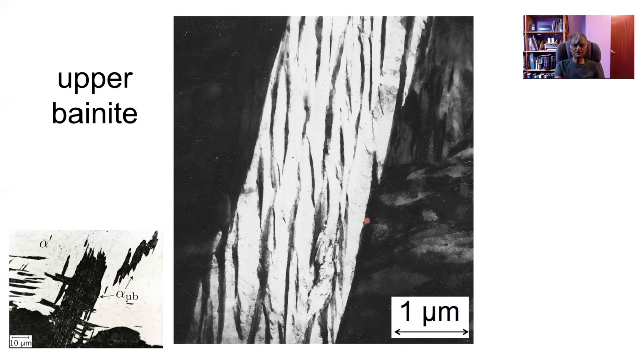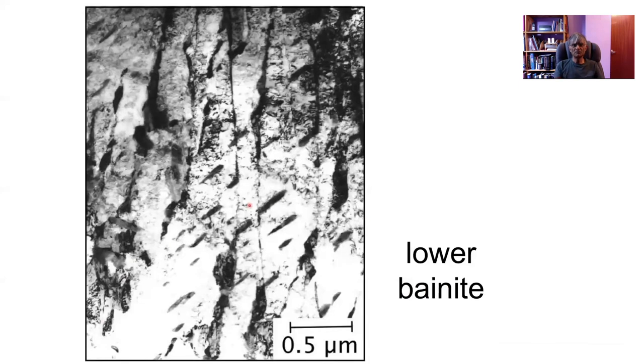And lower bainite is essentially the same, but in addition to the phases between the plates, we have these particles of carbide inside the platelets themselves, okay? Any theory has to be able to explain all these differences in a quantitative manner. Now, I've talked about plates. How do we know that these are plates?